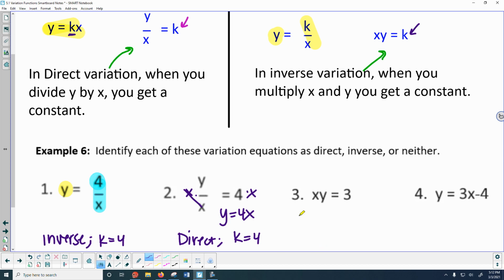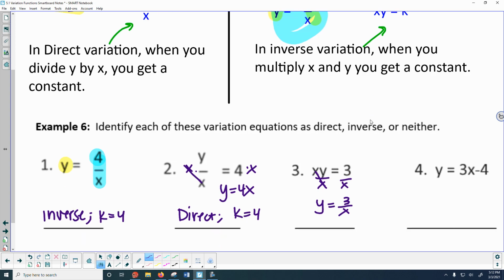In our third one, is that direct, inverse, or neither? Well, to get y alone, I would divide by 3. That was the form that was solving for k. So we would say, okay, well, y is equal to 3 over x, if I wanted to see an equivalent. So that is going to be our inverse form over here, I'm highlighting in blue. So it is inverse, and our k value is 3.